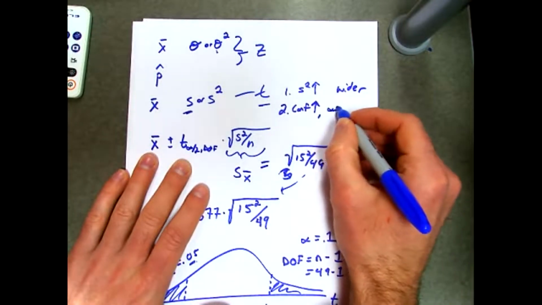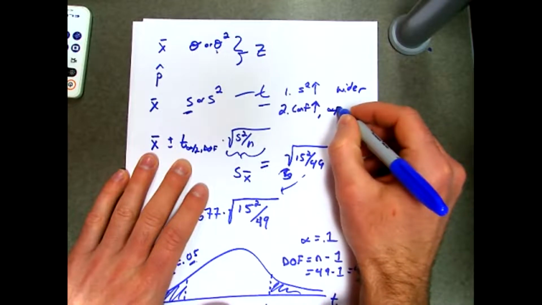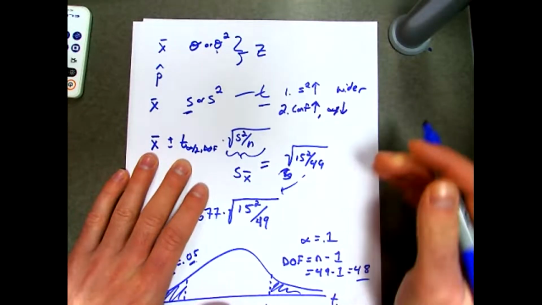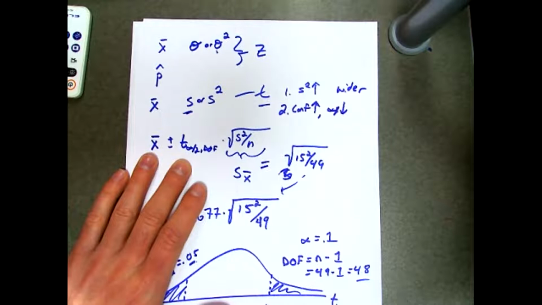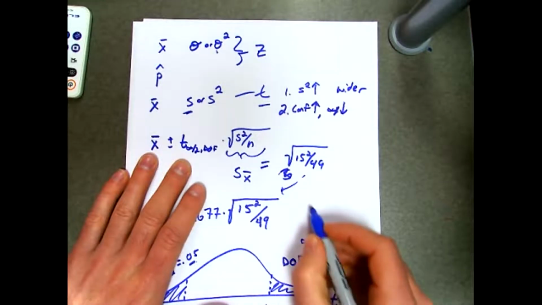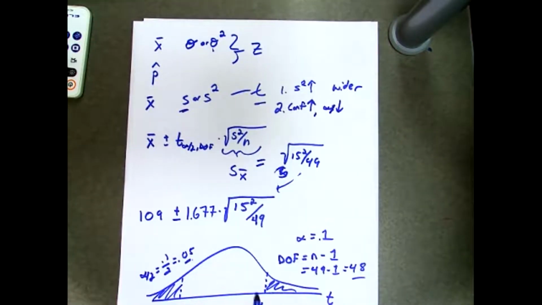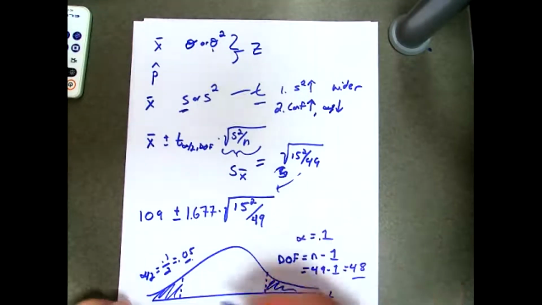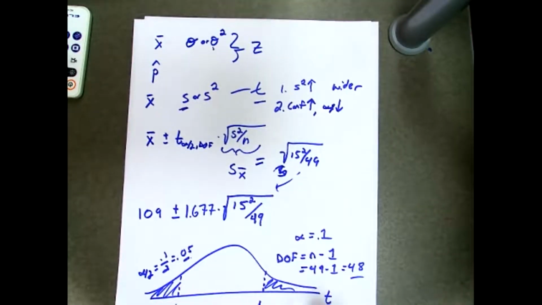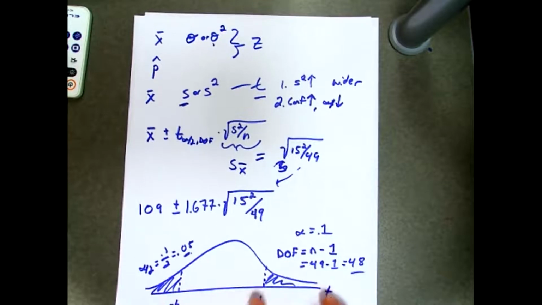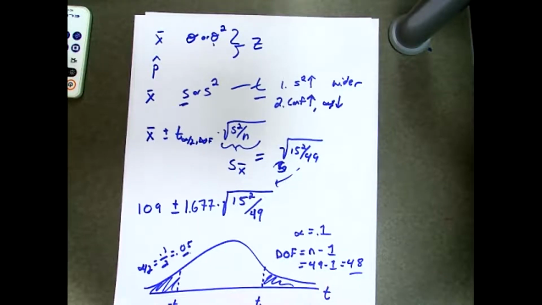So alpha actually gets smaller, right? If I go from 90 to 99, alpha goes from 0.1 to 0.01. But if I want a smaller area in my tail, what's going to happen to that number of standard deviations that I need, or that t-value? It's further from the mean, or it's going to get larger, right? So 1.67, the area is getting smaller, which means I need to go out a higher number of standard deviations in order to get that smaller area.